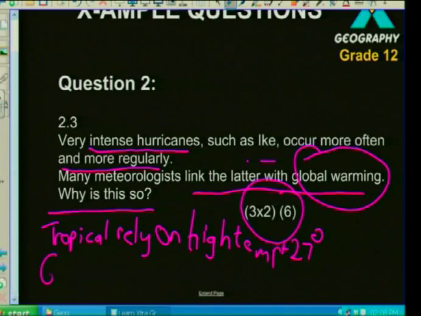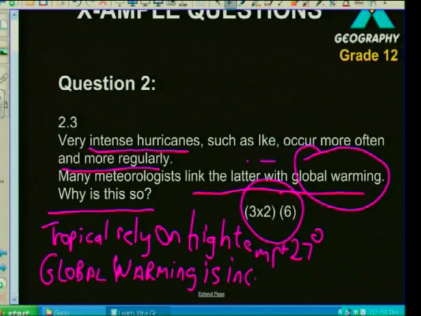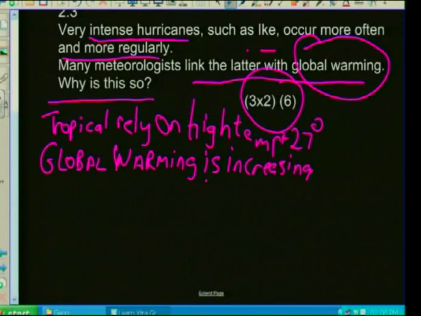And global warming is increasing temperatures, isn't it? So they rely on high temperatures to form. Global warming is increasing temperatures. Obviously, if global warming is increasing temperatures, there will be more tropical cyclones. Also, we could add in further points here. Because the temperatures are increasing due to global warming, what else will be happening?